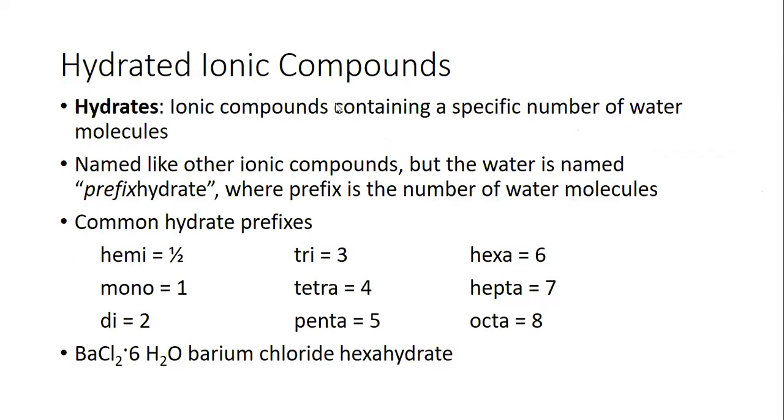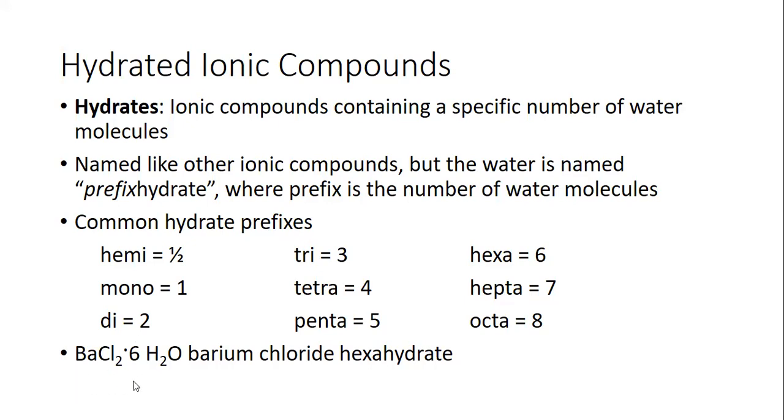So next thing we're gonna look at is hydrated compounds, or hydrates. And a hydrated compound simply means that the compound has water surrounding it. And we name the compound based on how many waters there are. And here I have our prefixes: hemi, mono, di, tri, tetra, penta, hexa, hepta, octa. And it goes on from there. All of that is just how many waters. So we put this prefix in front of the word hydrate to tell us how many waters there are.